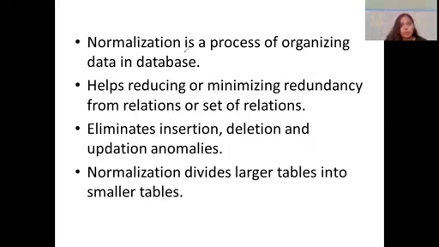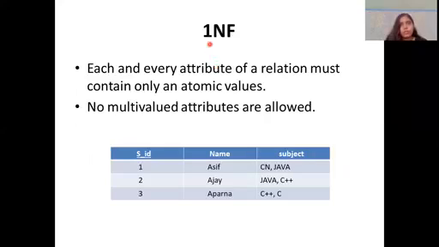There are different normal forms. Firstly, let me start with the first normal form. Normalization is achieved through these normal forms. The first normal form definition says: each and every attribute of a relation must contain only atomic values. As I told, data is stored in the form of tables, and these are called the attributes of the table. Every attribute of a table must contain atomic values, meaning every attribute must contain only a single value.